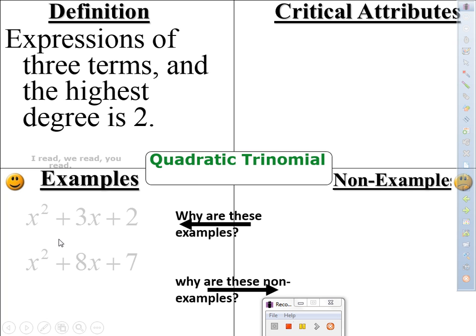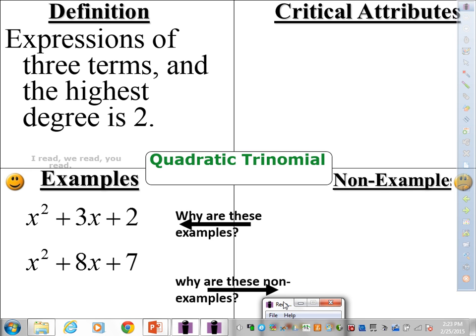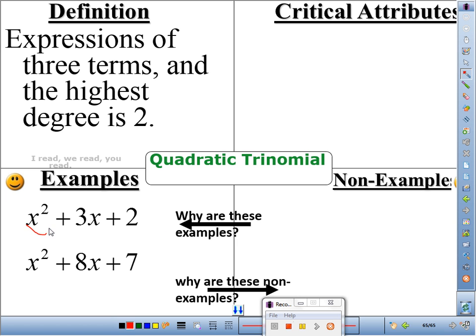Examples: x squared plus 3x plus 2, x squared plus 8x plus 7. Copy that. I'll give you guys 30 seconds. Okay, so according to the definition, let's see. Expressions. Are these expressions? Yes. Do they have 3 terms? Let's see. 1, 2, 3. 1, 2, 3. Yes.